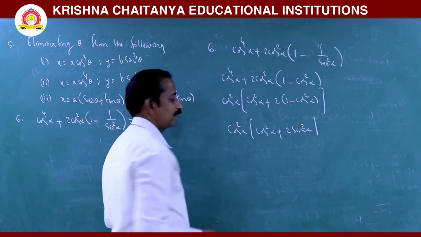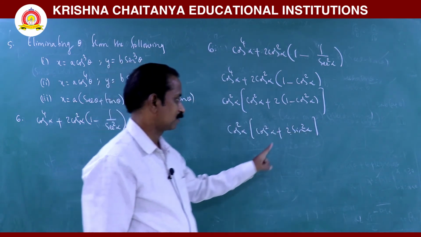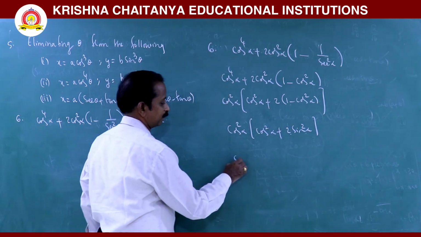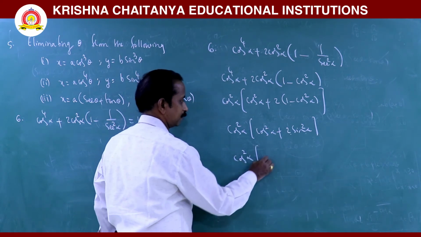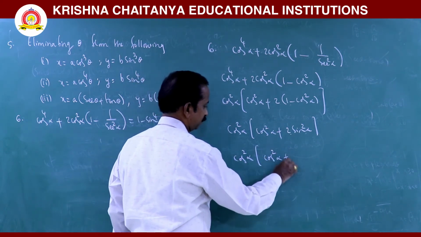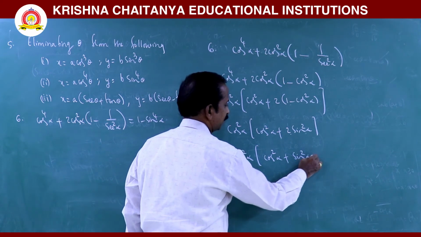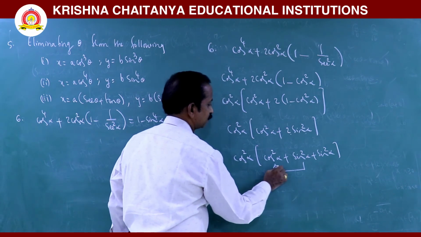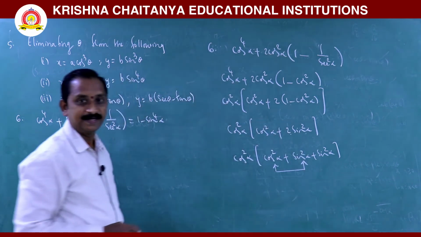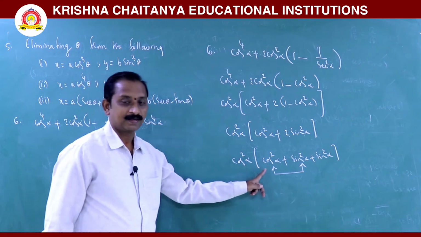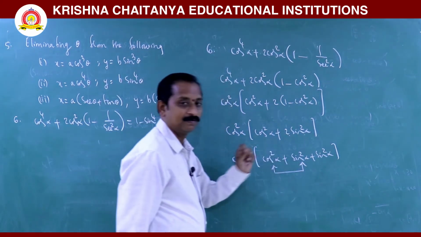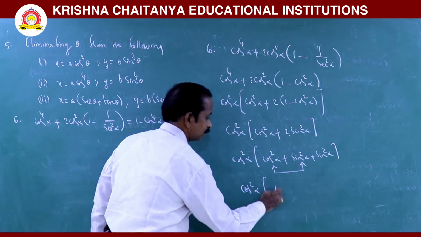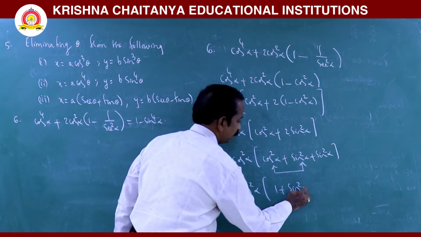But 2 sine square alpha, how to split that one? 2 sine square alpha can be expressed as sine square alpha plus sine square alpha. So therefore cos square alpha into cos square alpha plus sine square alpha plus sine square alpha. But we know that cos square alpha plus sin square alpha is nothing but an identity. We know that cos square alpha plus sin square alpha has value 1. So therefore cos square alpha into 1 plus sin square alpha.